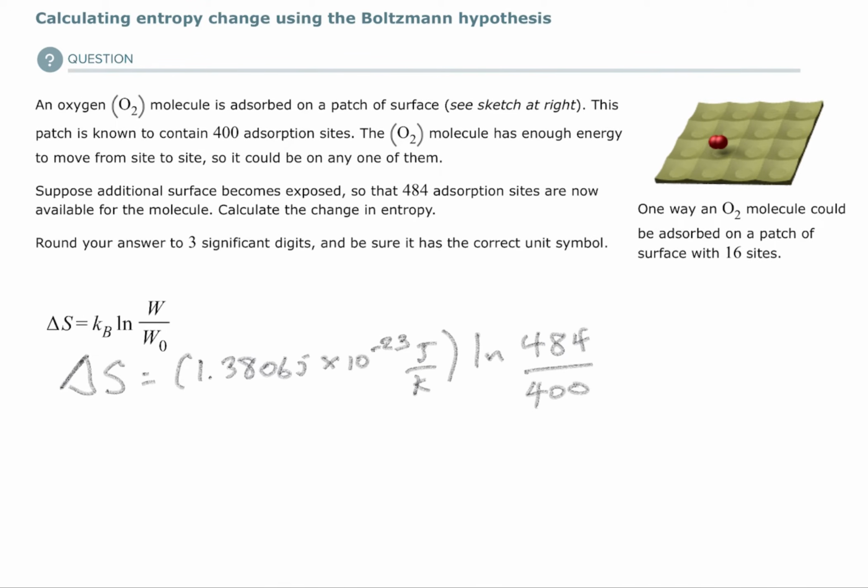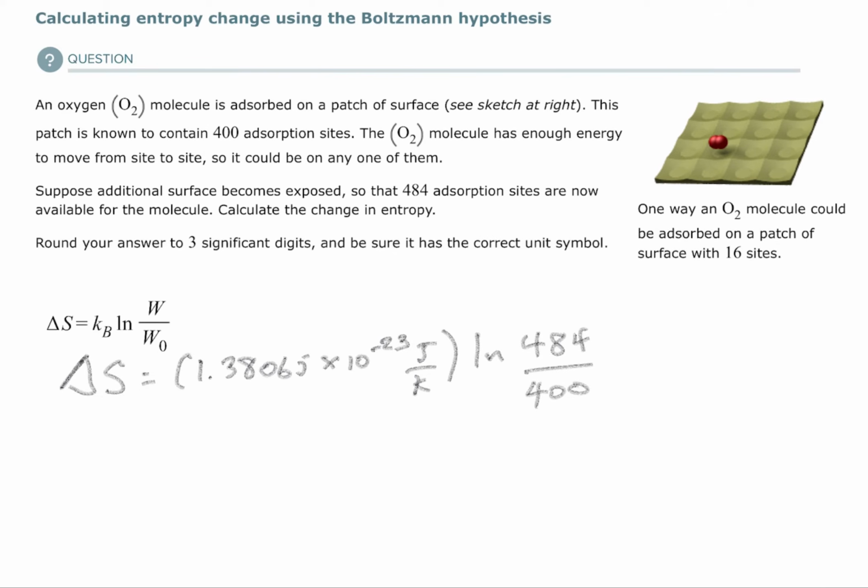So I'm just going to write in Boltzmann's constant. You can get this from the data tables. So 1.38065 times 10 to the negative 23rd joules per kelvin times the natural log of the fraction of 484 divided by 400. Now notice that 484 over 400 is getting bigger. It's a number bigger than 1.